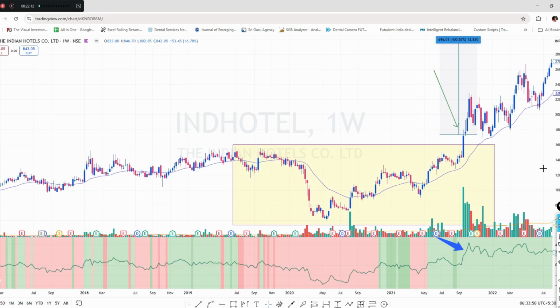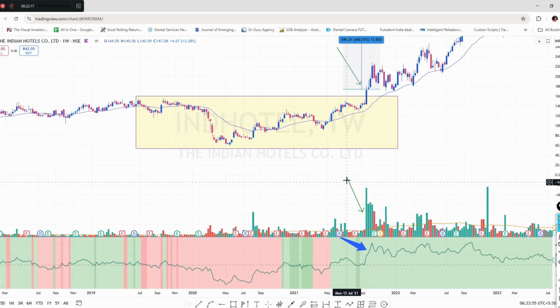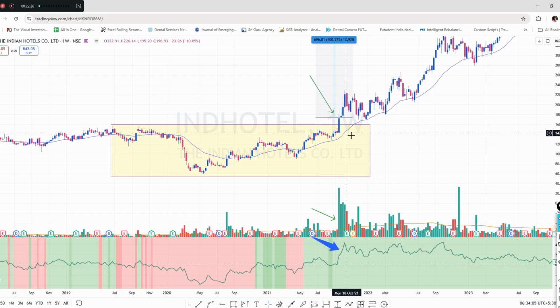So the next example is Indian Hotels. I already marked these lines so that you can see how common it is. The stock forms a base here, and finally rises above the 30-week moving average. You can see the rising 30-week moving average, and the price breaks out here with huge volume. RS is reaching new highs, and the RS is already in the positive zone.